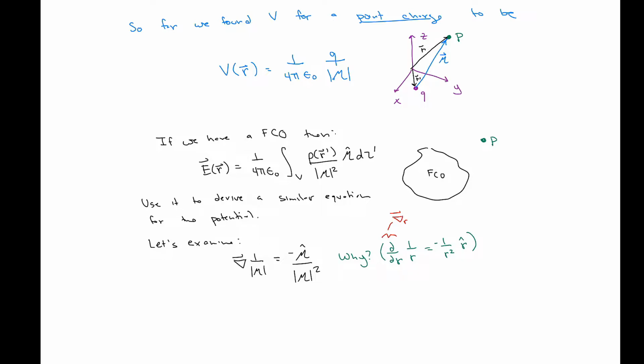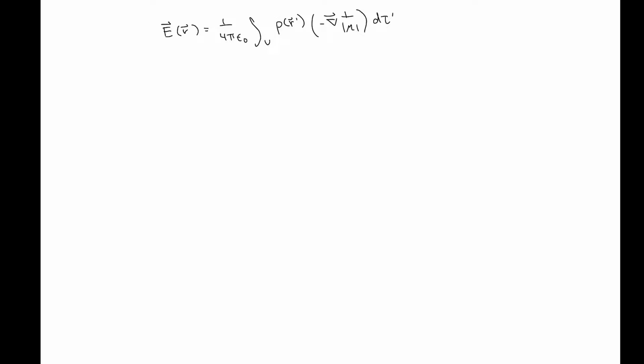Okay, so what does this allow me to do? The fact that the gradient of 1 over our separation vector is equal to negative r hat over the magnitude of the separation vector squared. Well, notice that that bit is in there. So now I'm going to rewrite our electric field integral with that little chunk in there. And that gives me rho prime, negative gradient of 1 over separation vector, d tau prime.